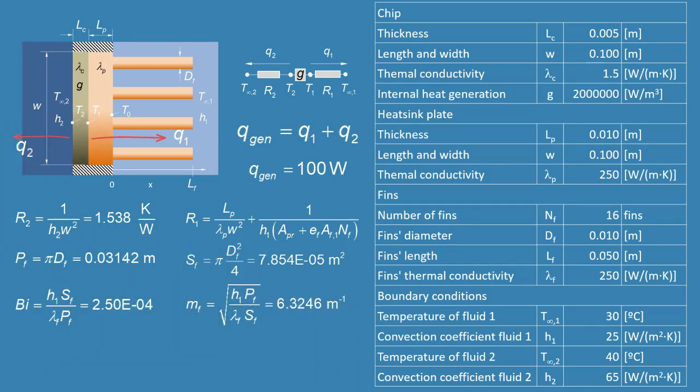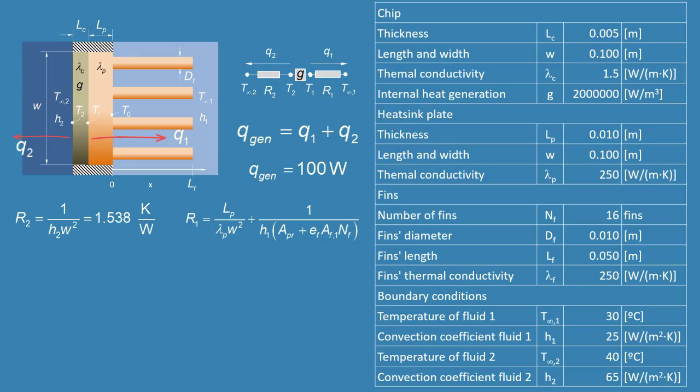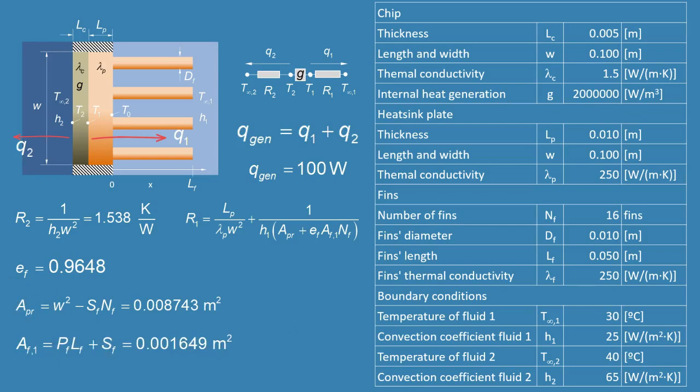Before calculating the fin's efficiency, we must calculate the mf parameter. The formula for the efficiency is the one for fins with convection at the tip. The prime area is the cross-sectional area of the heat sink minus the cross-sectional area of a fin multiplied by the number of fins. The area of one fin is the lateral area of the cylinder plus the tip area. With all these data, the value of R1 can be calculated.